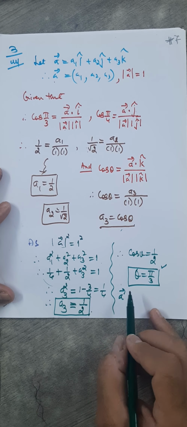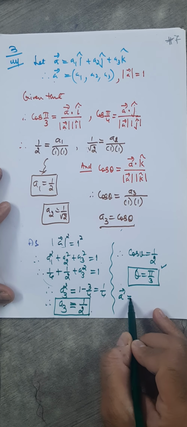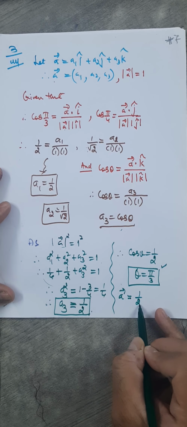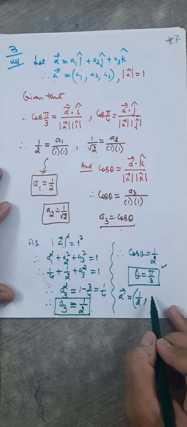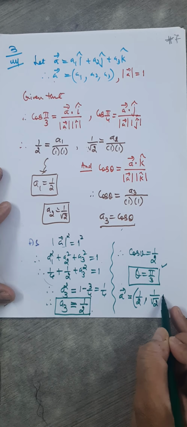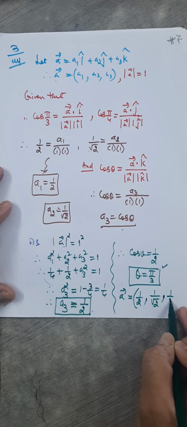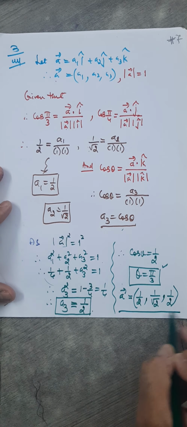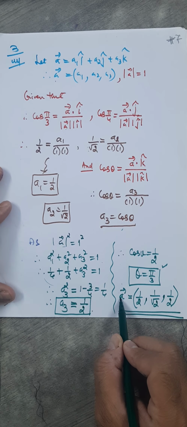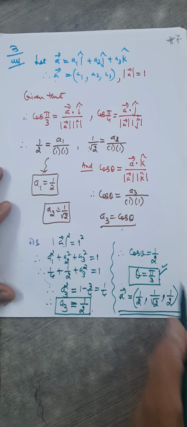And the components of this one, what are the components? A1 is 1 by 2, A2 is 1 by root 2, and A3 is 1 by 2. These are the components. This is the answer to the second question, the components of vector A and the angle.